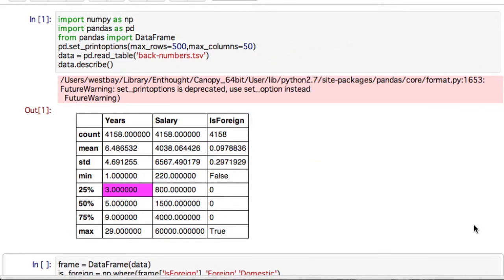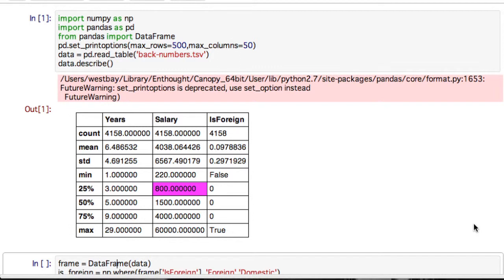A quarter of the players have played for 3 years or less, while another quarter have played for 9 years or more. Also, a quarter have earned 800 mon, or 8 million yen or less per year, with the higher quarter earning over the mean of 4,000 mon or 40 million yen. The maximum number of years played is 29, Kimiyasu Kudo, and the highest salary is 6 oku, or 600 million yen, Lee Seung-yeop, a couple years ago.